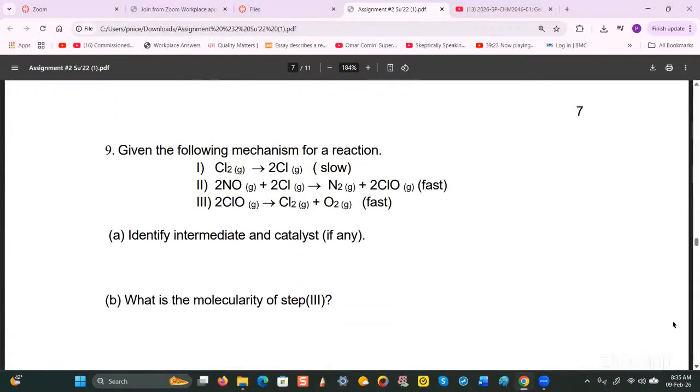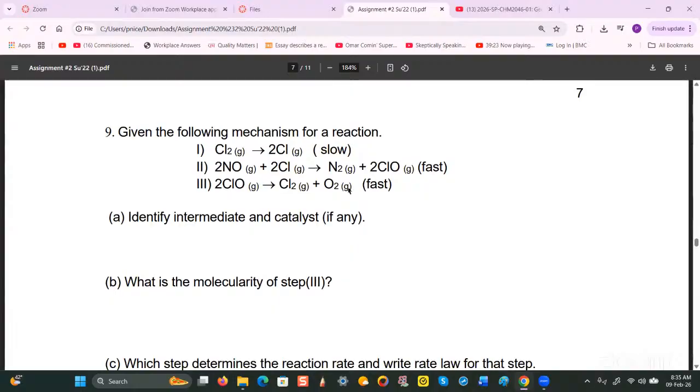Now, in this case, they gave you this mechanism here, right? These are the individual elementary steps, all right? And you'll note that they say here that this step is slow, and this step is fast, and this step is fast, right? So when it comes to several elementary steps, one after the other, what you'll find is that very often there's one step that is slowest of all the steps that are present. And that step is known as the rate determining step.